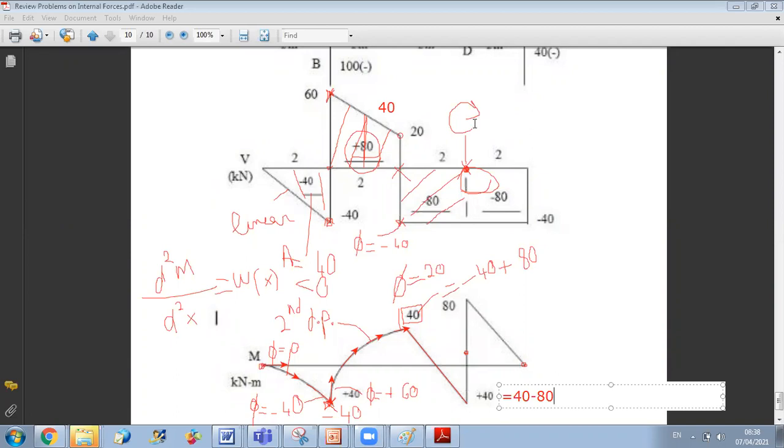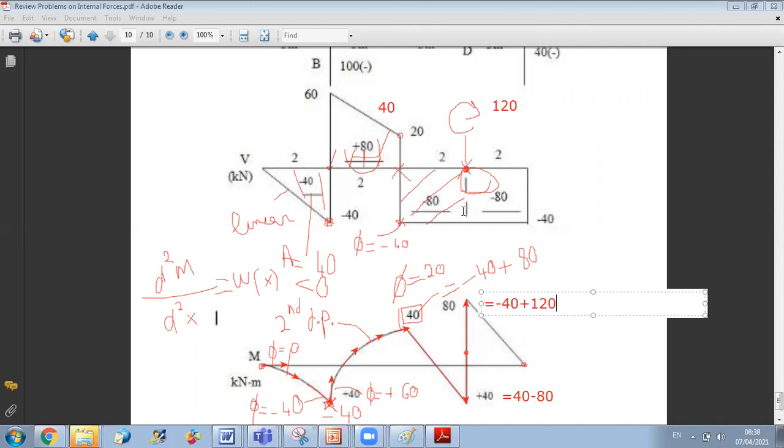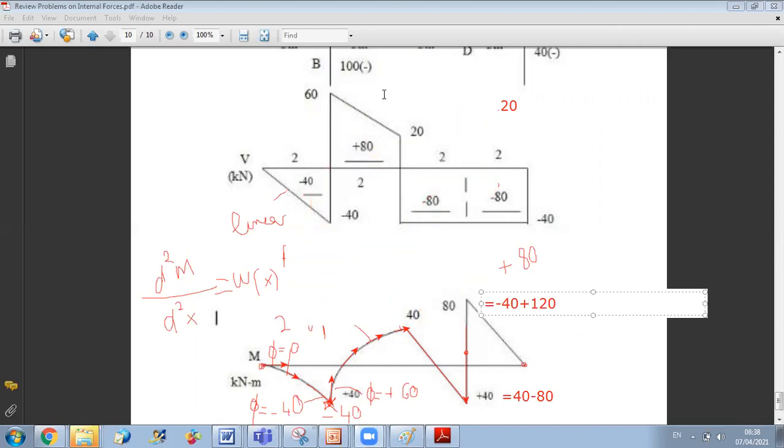Now, at this point, I should stop because I have a clockwise couple. The clockwise couple will give me an upward jump. Since I have the clockwise couple equal to 120 and the value was minus 40, I will have an upward jump from minus 40 to 80. So 80 corresponds to minus 40 plus 120.